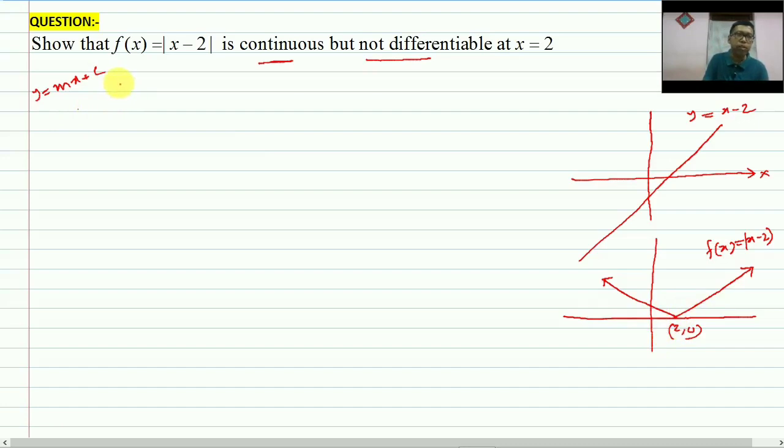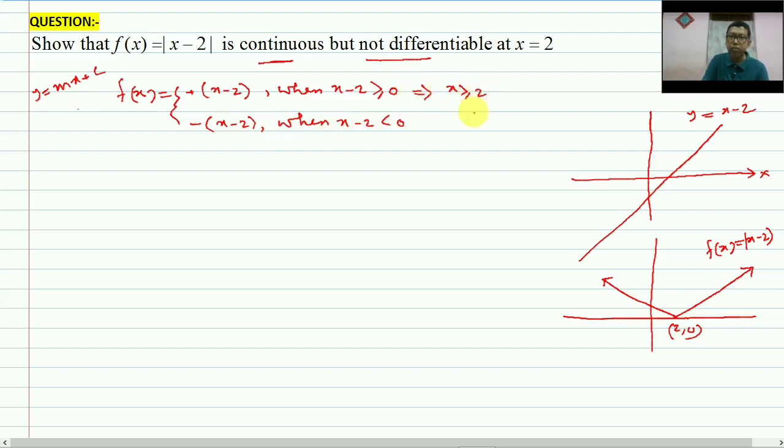Okay, so first of all, break f of x: it is positive x minus 2 when x minus 2 is greater than or equal to 0, and negative x minus 2 when x minus 2 is less than 0. This gives x is greater than or equal to 2, and x is less than 2. So these are the domains. The functions are respectively plus of x minus 2 and minus of x minus 2.